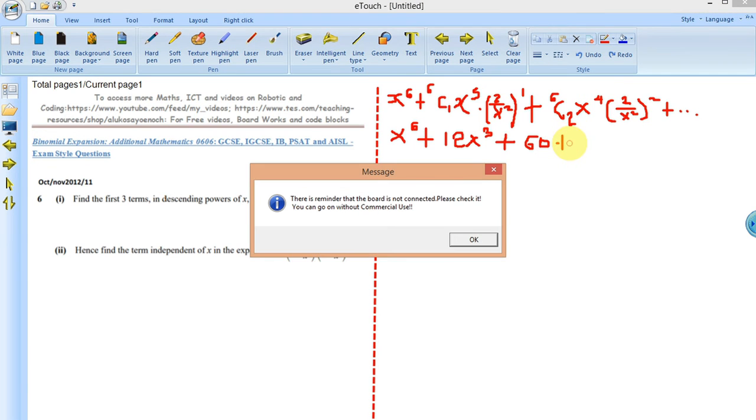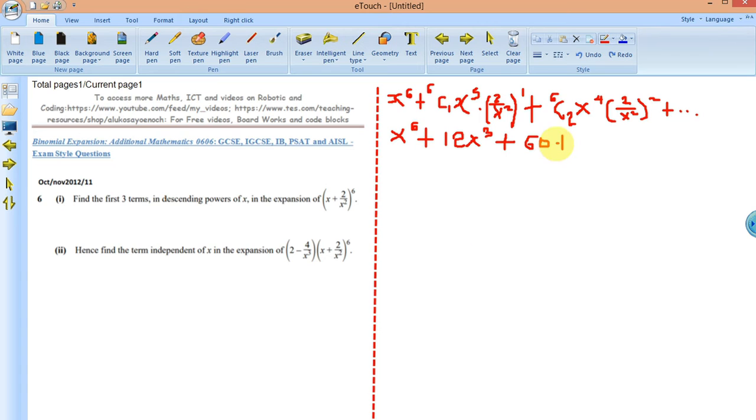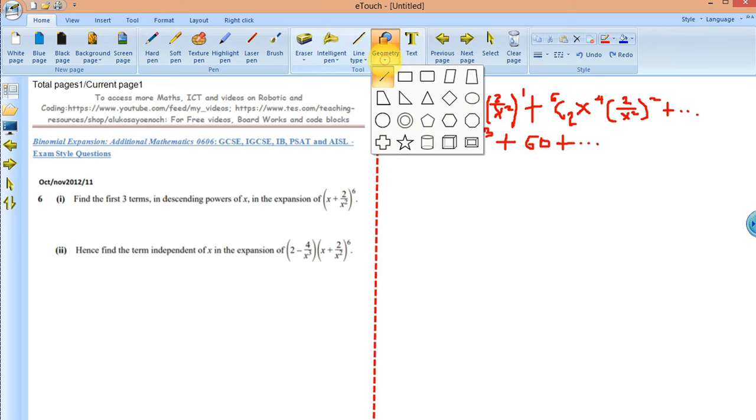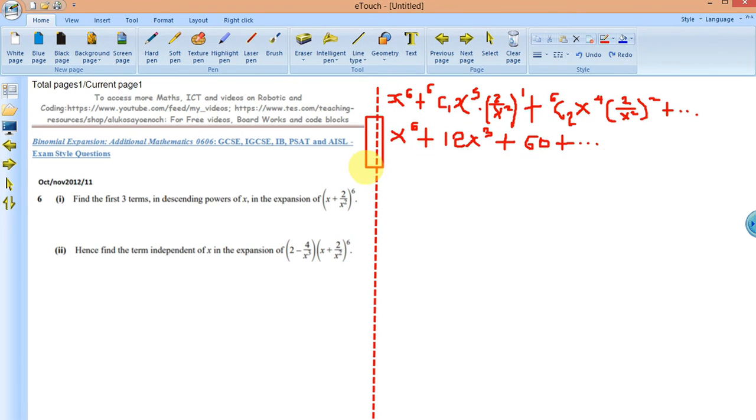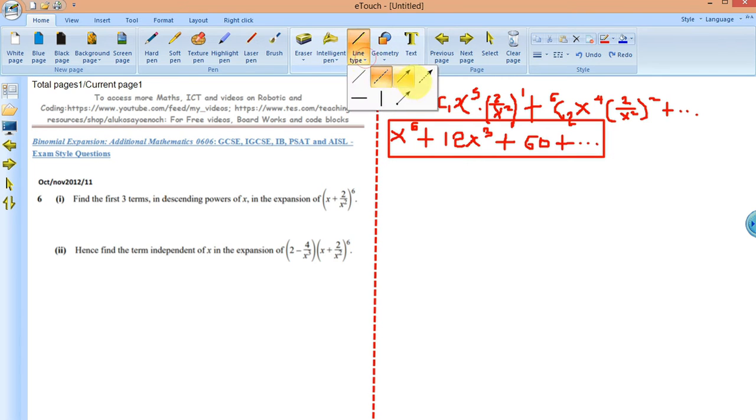So you can put three dots now. That's what I have there. So the first three terms, I'm good with this one. This is the solution to it, so let me put it in a rectangular box. That's the solution to the first question. This one is okay, so let's go ahead with the next one now.